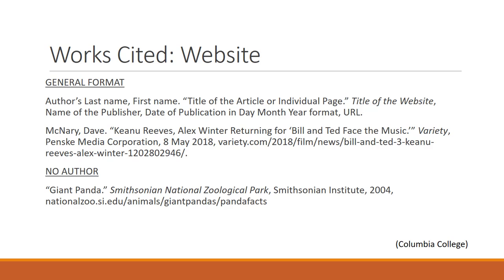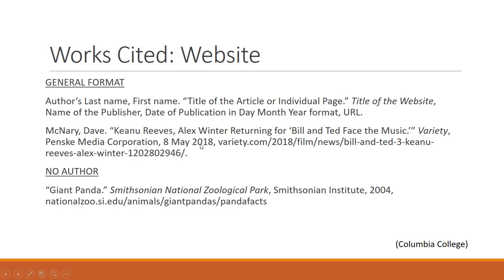So here's an example. We've got an author, Dave McNary. We've got the title in quotes. We've got the title of the website, which is Variety. And then the publisher, Penske Media Corporation. Date of publication, 8 May 2018. And then the URL. That should take me to the article. Optionally, you can put the date that you accessed it, as websites do have different versions.